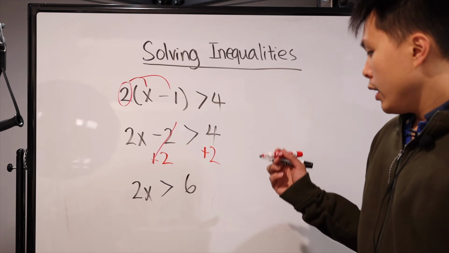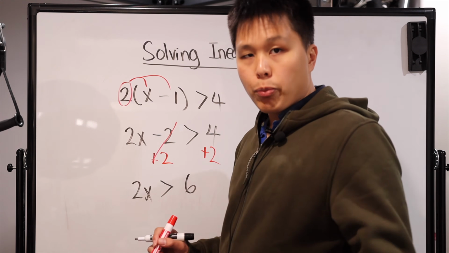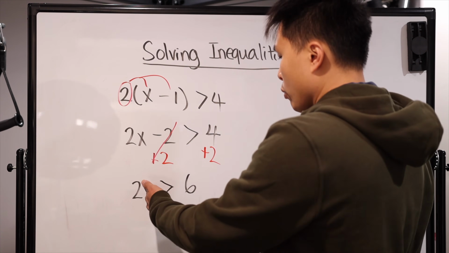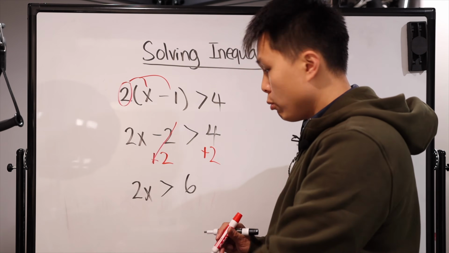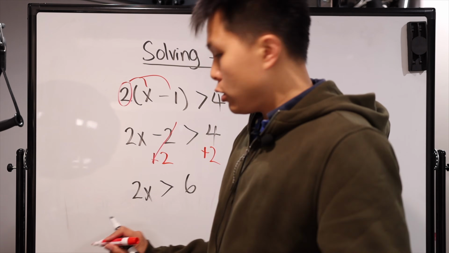Simple as that. And then afterwards, the last step, step 3, is multiplying or dividing to make sure that we only have x. We don't want a 2x. So since it is multiplying 2, we're going to do the opposite.